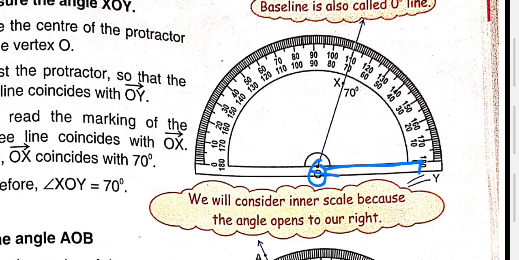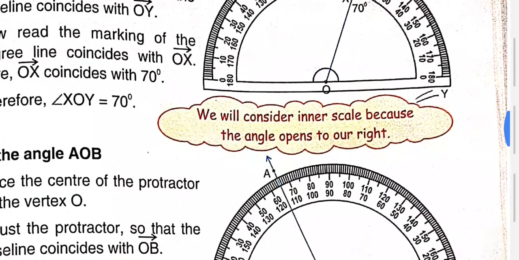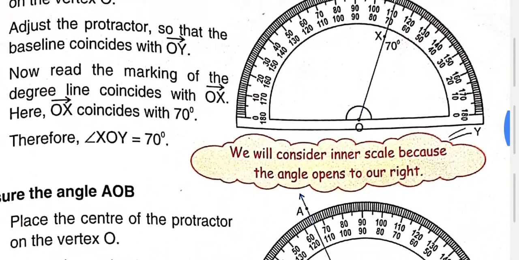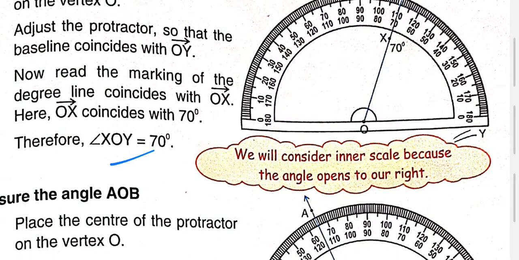Now you have to check at what point this line will pass. Now you are using the right side, so you have to take the inner scale. Now just check the inner one, 1, 2, 3, 4, it passes through 70. So you have to write here 70 degree. Simply you can write like that.